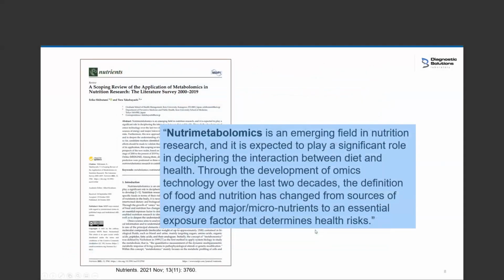So all that is moving from nutritional metabolomics to nutrametabolomics. So this is a good article. It's looking at metabolomics, over this 20-year period, that it is an emerging field. And so we're moving from major and micronutrient sources of identification of need to determination of health risks. And you see that with a lot of these.